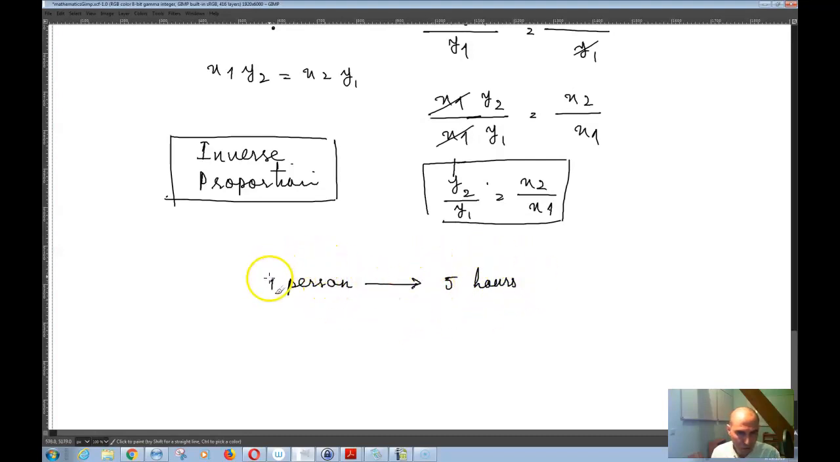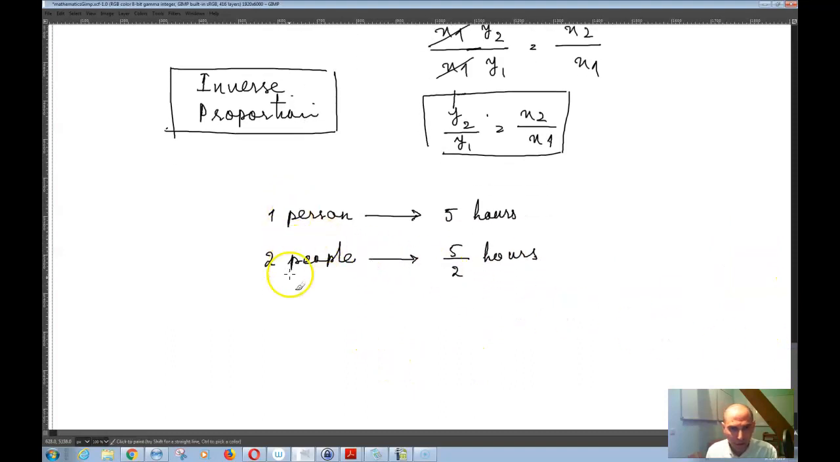Now, of course, it makes sense that when you have two people, it's going to take half that time, because now you have two people that can simultaneously take care of the work, assuming that the second person is also working at the same rate as the first person. So for two people, it's going to take 5 divided by 2 hours. And with the same logic, if I have three people taking care of the work, the time is divided by three, meaning you have 5/3 hours, and so on and so forth.